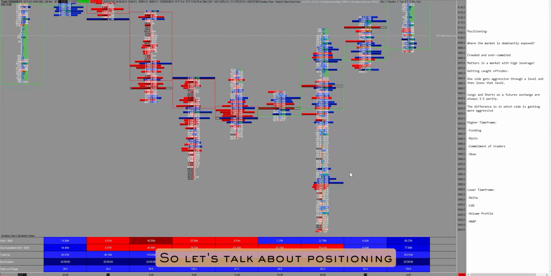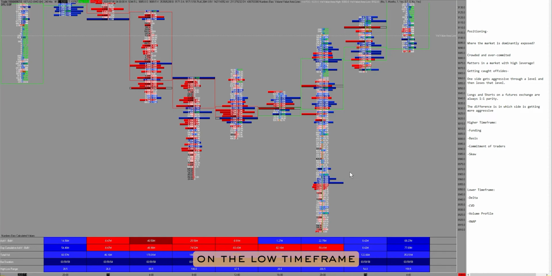So let's talk about positioning. A lot of our trading on the low time frame and the high time frame revolves around identifying market positioning. What we're talking about is: is there one side of the market, whether it is long or short, that is overexposed, crowded, or overcommitted?